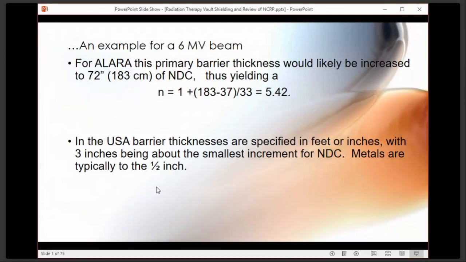So I want to point out here that in the USA, barrier thicknesses are most always specified in feet and inches, with a 3-inch increment being kind of the smallest one they like to deal with. They'll do otherwise if you twist their arm. And when metals are involved in shielding, usually it's to the 1/2 inch. If it's lead, it might be to the 1/4 inch.